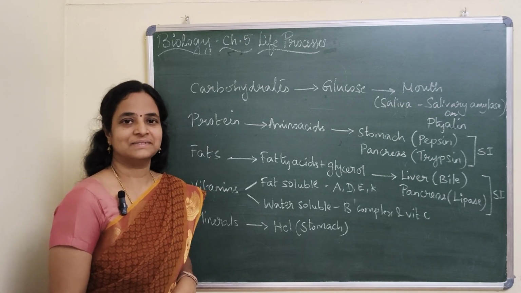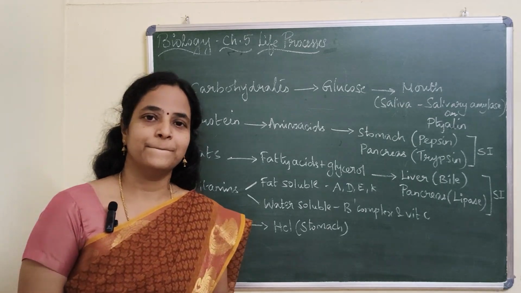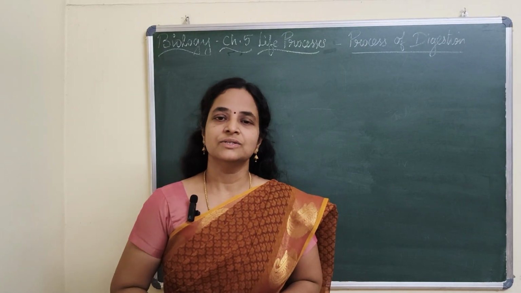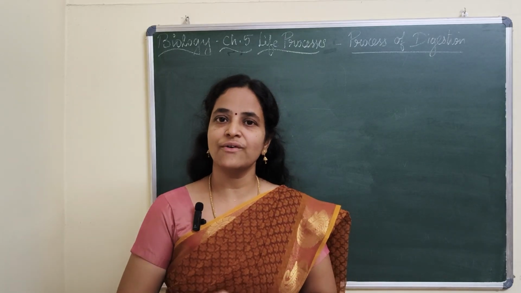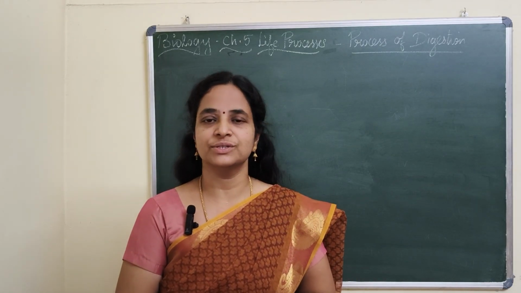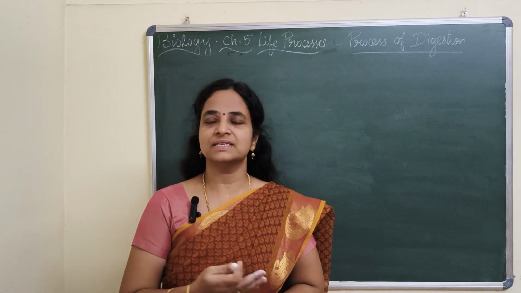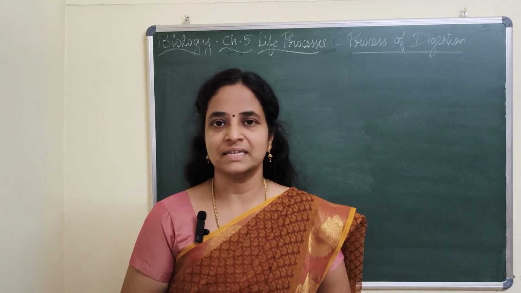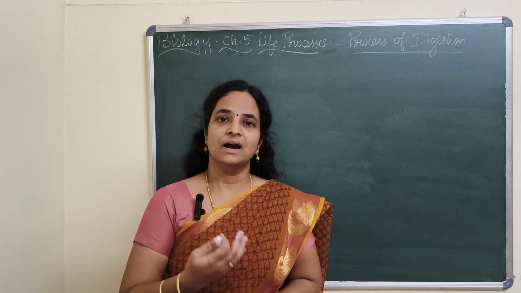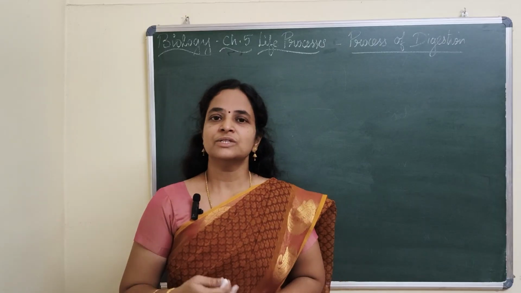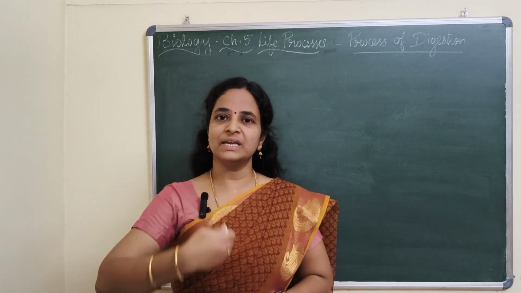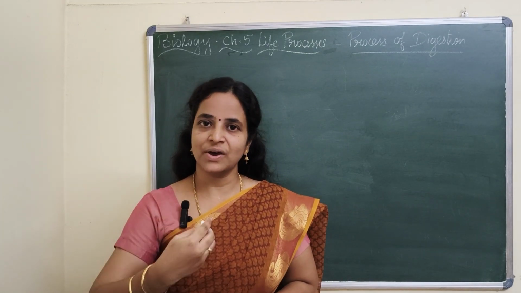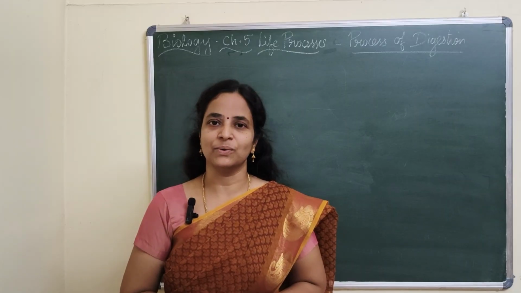Any doubts, children? Okay. Now we'll get into the process of digestion. We already know digestion is the process of breaking down complex substances into simpler forms, like carbohydrates turning into glucose, protein into amino acids and fats into fatty acids and glycerol, whereas vitamins and minerals are readily absorbed in the body. Now just imagine the food that we eat. What happens to the food that we eat, children? It reaches your mouth.